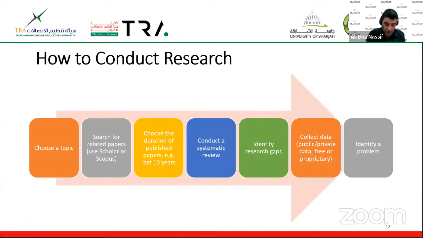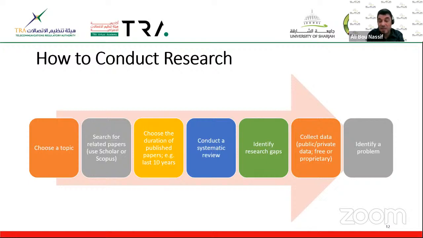Now, how to conduct research? As we mentioned, we choose a topic. And after you choose a topic, you go to Google Scholar or Scopus. Then you choose the duration of publications. You might be interested in all published papers. You might be interested only in the last 10 years, 5 years.